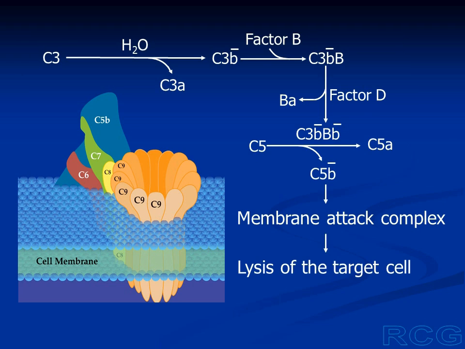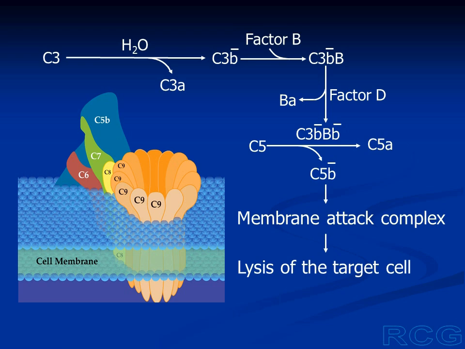So in this alternate complement pathway, water molecules act on C3, converting C3 into inactive C3a and active C3b. Factor B binds to C3b. Factor D acts on factor B. Factor B is split into inactive Ba and active Bb. And then this complex of active C3b and active Bb converts C5 into inactive C5a and active C5b.